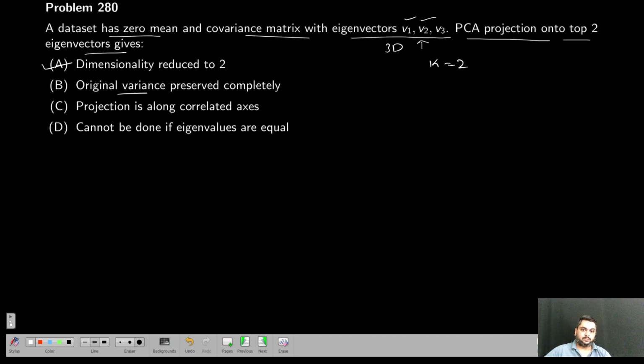Original variance preserved completely. This is correct? No, because one component I have removed. It may not be removed completely unless lambda is equal to 0. So this is not always true.